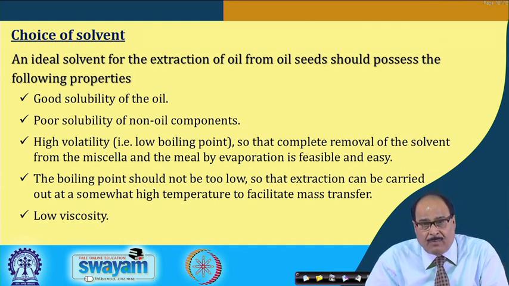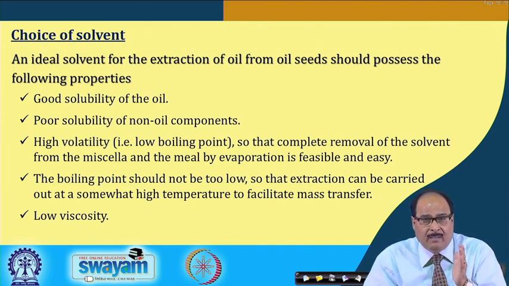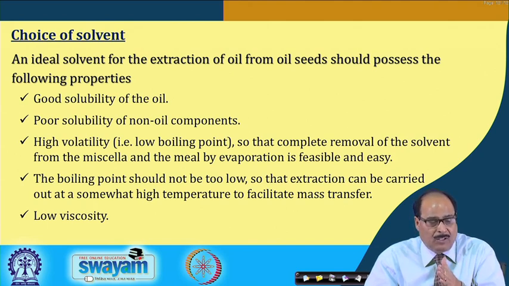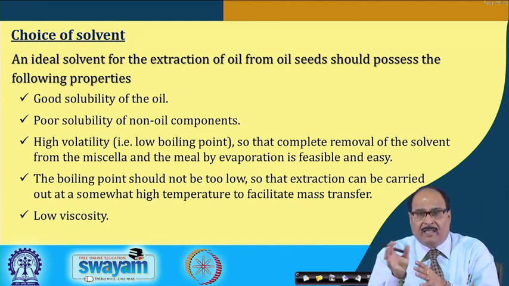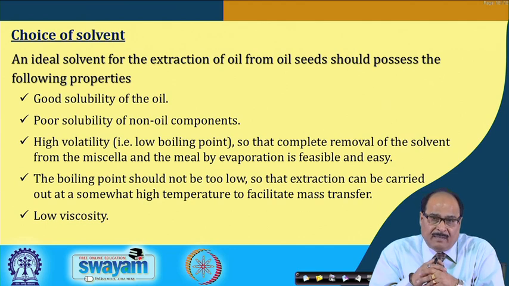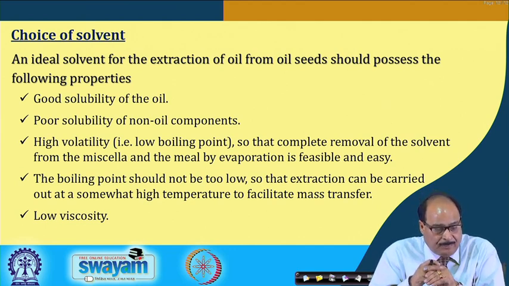Regarding the choice of the solvent, as I told you, the solvent characteristics are a very important consideration. An ideal solvent for the extraction of oil from oilseed should have good solubility of the oil. At the same time, it should have poor solubility for the non-oil components, that is, as far as possible only oil should be extracted; other materials should not dissolve in the solvent.